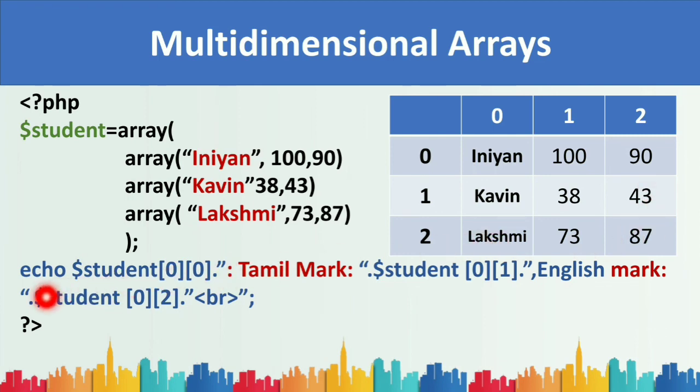So now let's execute the program. In the echo statement, we have the variable name student of 0, 0. So student of 0, 0, just search from the table. 0, 0 is Inian. You have learnt matrix now. In the same way you have to number the cells. So the first row is 0, 0. The first box number is 0, 0. So in this place we will write the value Inian.